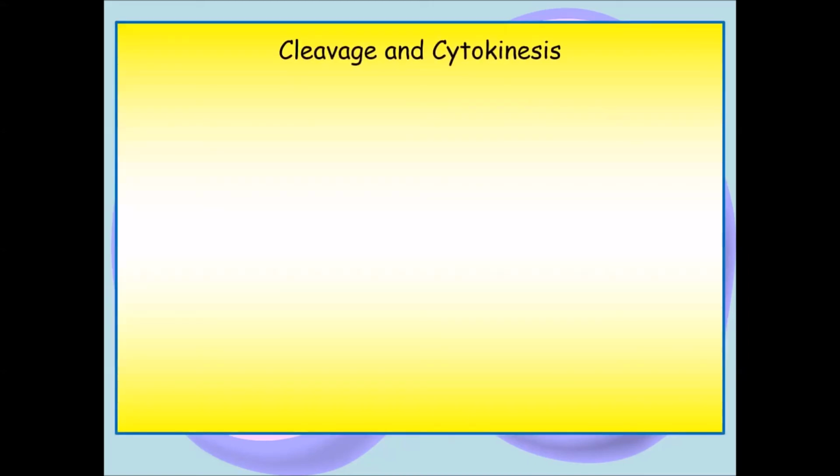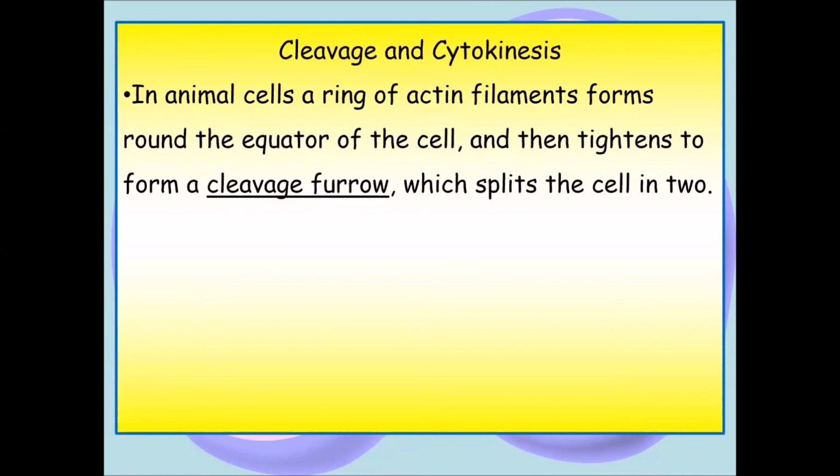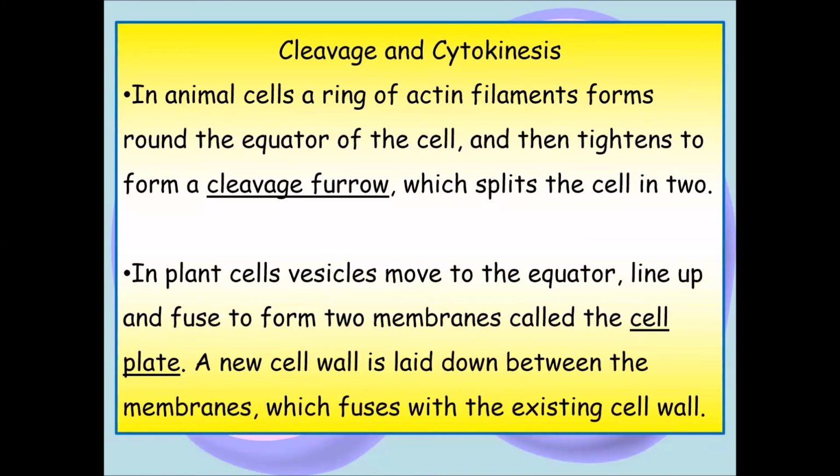Cleavage is the act of cutting the cell in half, and in animal cells it's done by an actin filament that tightens around the middle and creates a furrow which then finally splits the cell in half. Whereas with plants, it sets up a cell plate in the center which forms from vesicles, and then the cell wall is made between them, cutting the cell in half in that way.